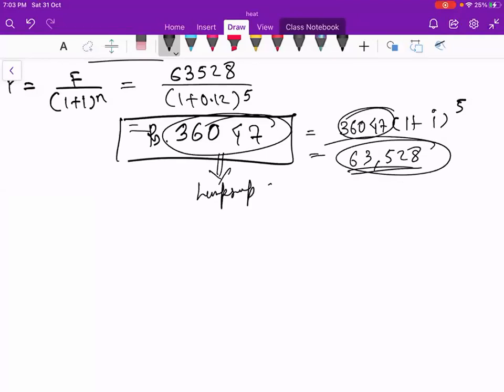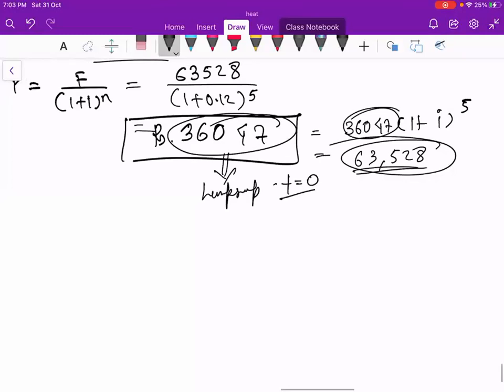Here, present value means basically the present value at time t equals 0. That is the meaning of present value.